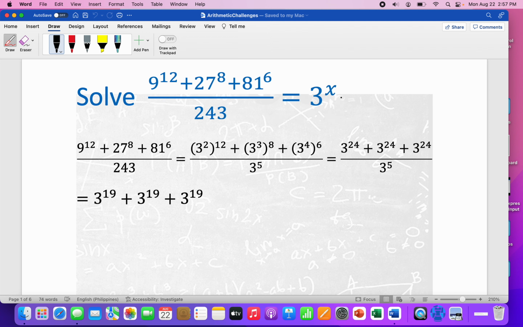But you can rewrite the problem like this. 9 is certainly equal to 3 squared. 27 is 3 cubed. And of course, 81 is 3 to the 4th. And then you apply the multiplication law for exponents to get to this step. And the problem works out because you actually get 24 in all 3 cases. 24 here, 24 here, and 24 here.